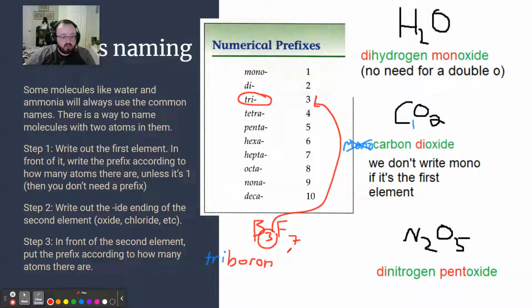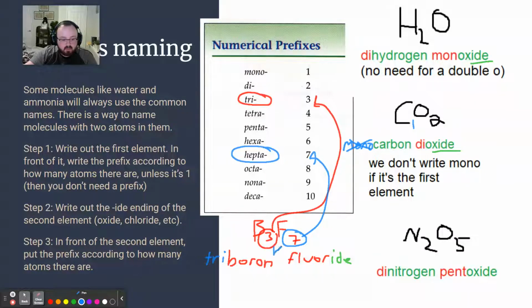For the second element, you're going to take the IDE ending. I think I spelled fluoride wrong. I always spell fluoride wrong. So you take this ending, and these are the IDE endings: fluoride, oxide, phosphide, bromide. That IDE ending. This is all oxides. And then you're going to take that number again, you're going to find this, and you're going to take hepta. I kind of ran out of space here. So this molecule would be called triboron heptafluoride.